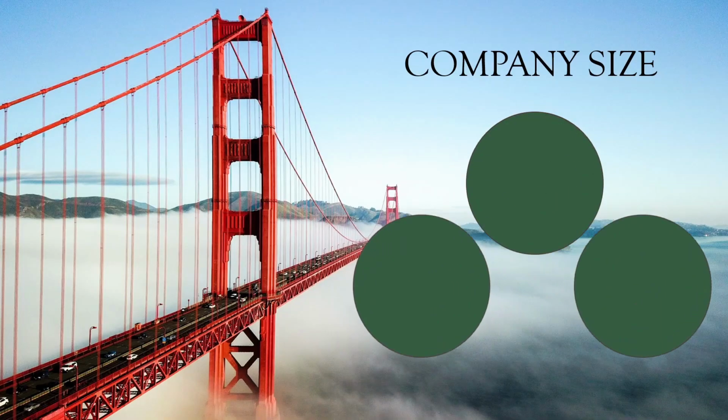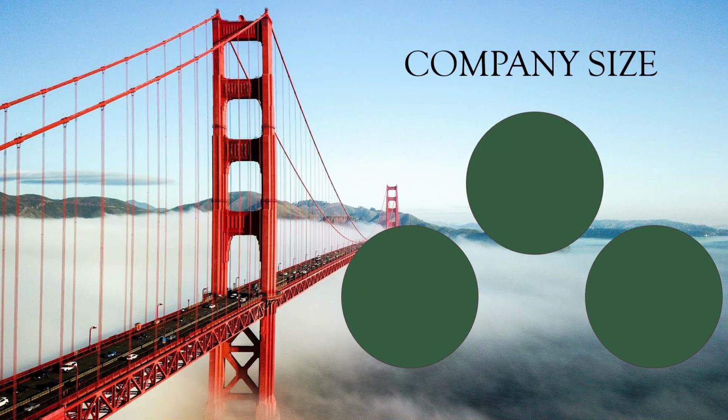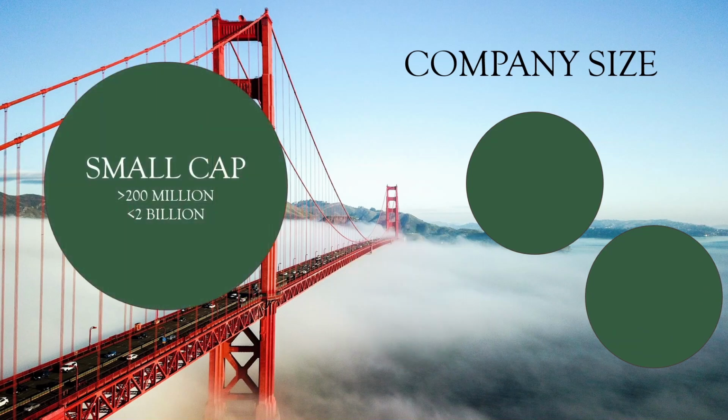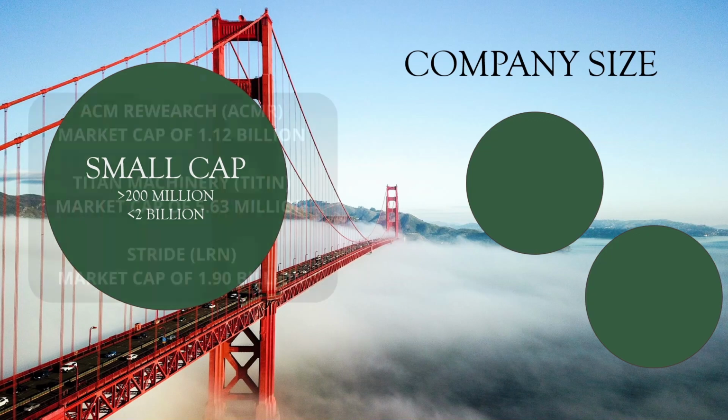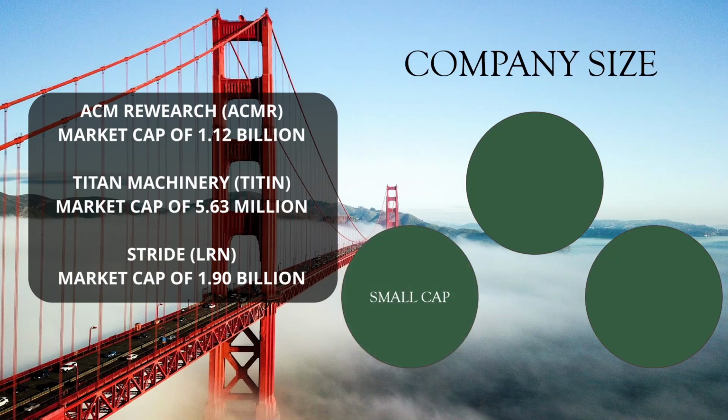Companies can be divided into three broad categories. Small caps are companies with a market capitalization of more than $200 million, but less than $2 billion. I've included a couple of examples on your screen, and you'll notice that these are not companies that you may have ever heard of, and certainly not part of your daily life.